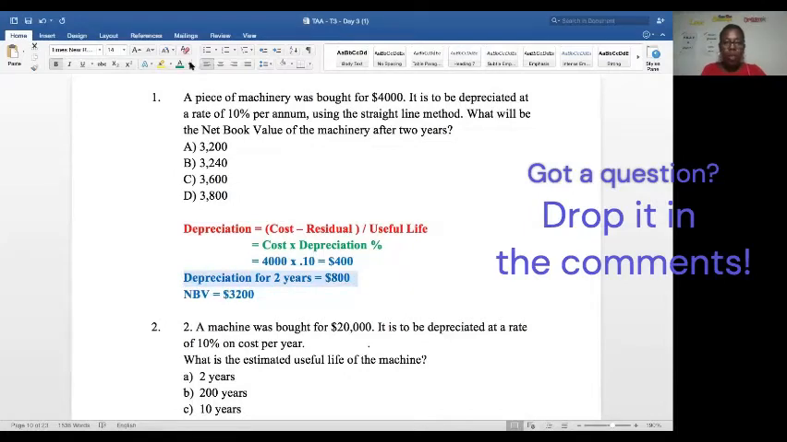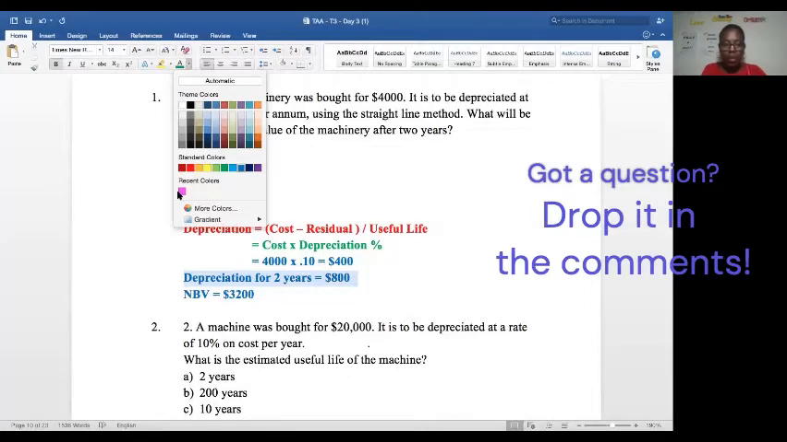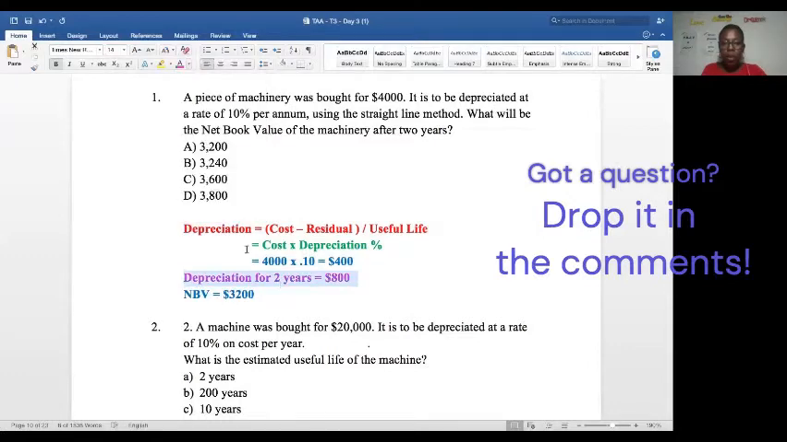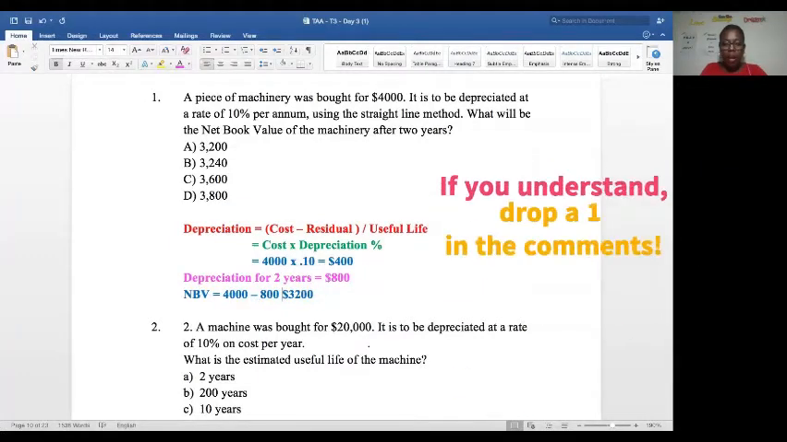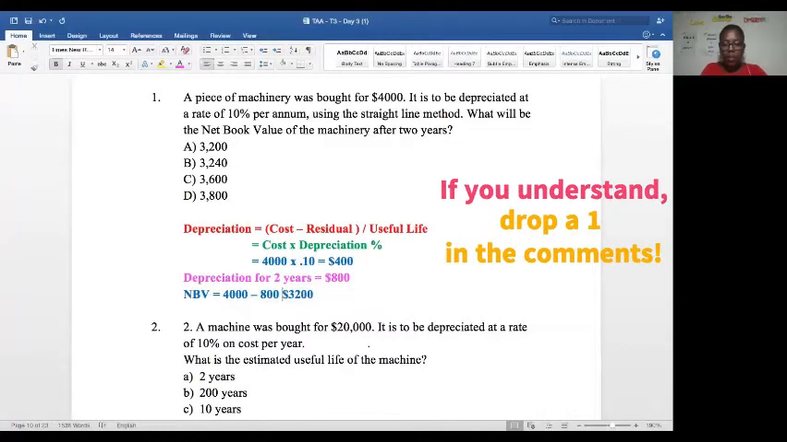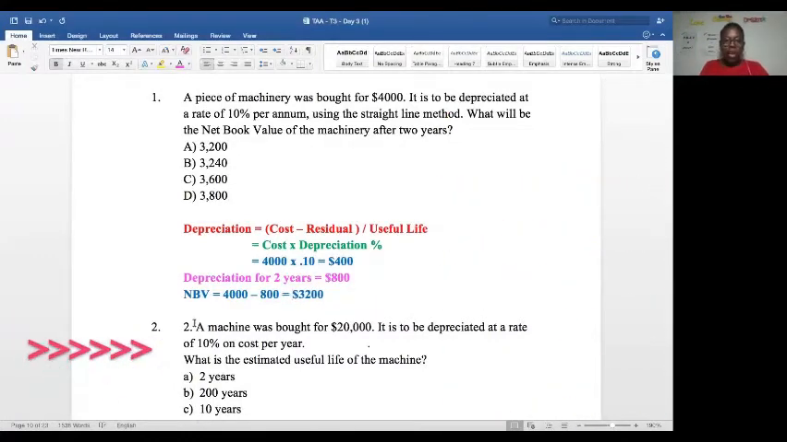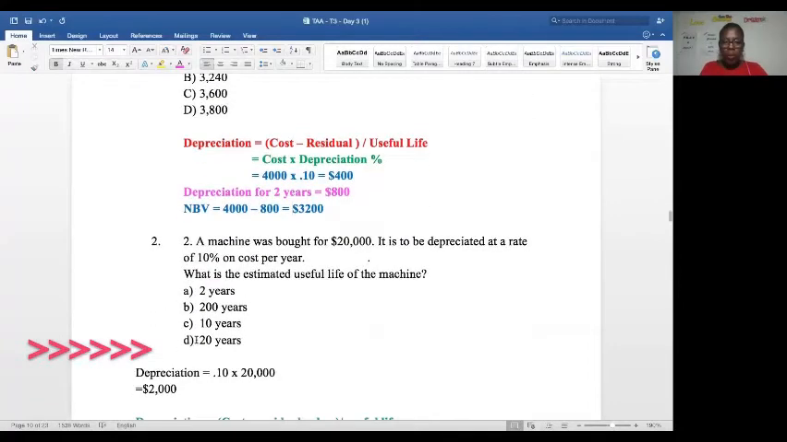Once you know what your depreciation is for the 2 years, just deduct that from your cost to get your net book value. So that's going to be 4,000 minus 800. And there you have your net book value after 2 years, at the end of 2 years. Snap.